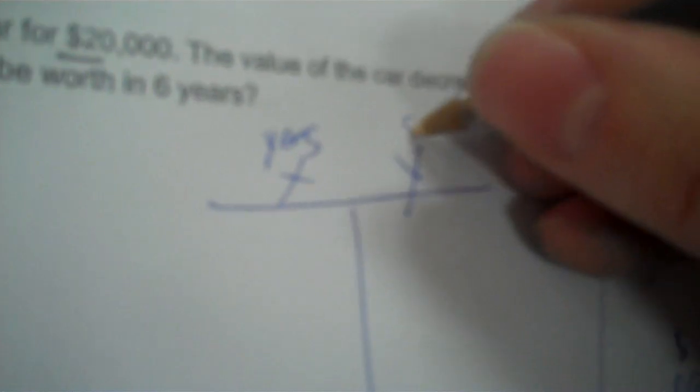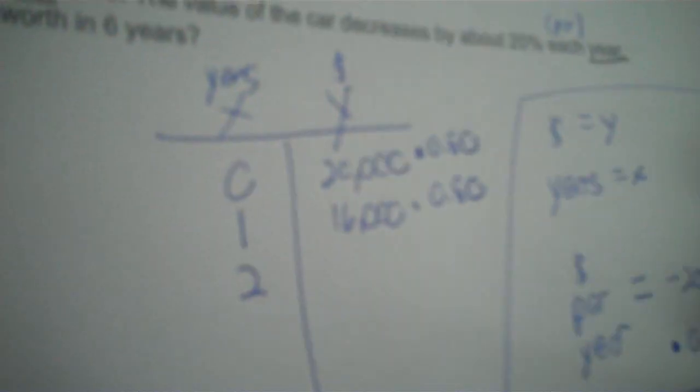Because you need a factor. If you know it's an exponent, you need something you're going to multiply by. Just a 20 doesn't do it. Okay. So years is X, dollars is Y, so 0, 1, 2. So we put 20,000 at the beginning, but then we're multiplying, not adding. We're multiplying by 0.80. $16,000 after year 1. $12,800 after year 2. That's good enough.